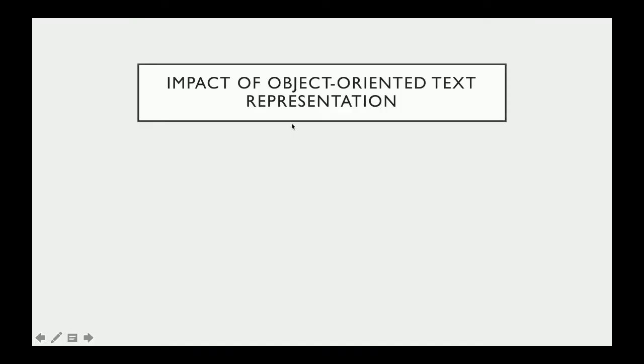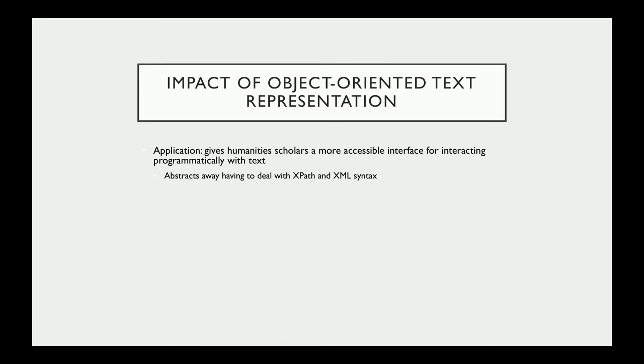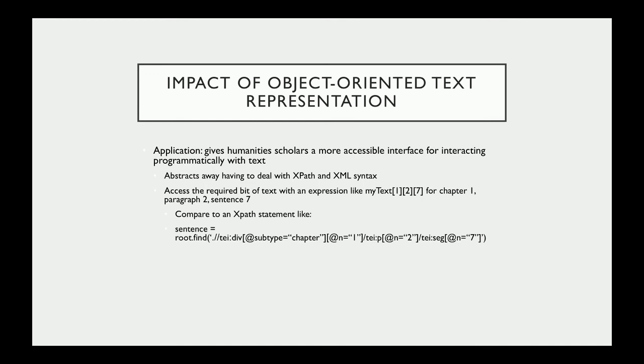So I'd like to conclude by talking a little bit about the impact of this script on the field of digital humanities. I think the application of object-oriented text representation is that it gives humanities scholars a more accessible way for interacting programmatically with text, specifically with XML text, which is the community standard for digitally encoded text. It abstracts away the complexity of dealing with XPath and XML syntax. I'm envisioning a user interface something like my text 127 for chapter 1, paragraph 2, sentence 7. Compare that to the XPath statement to get to the same place.